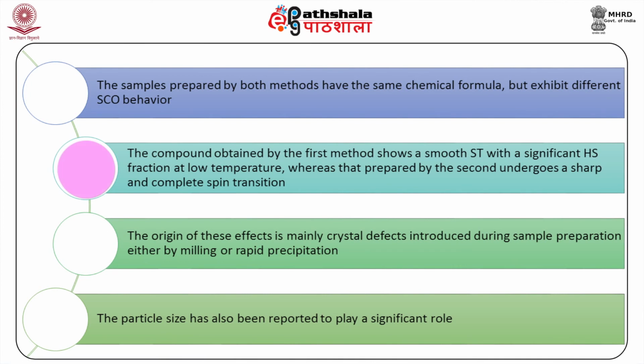The compound obtained by the first method shows a smooth spin transition with a significant high spin fraction at low temperature, whereas that prepared by the second undergoes a sharp and complete spin transition. The origin of these effects is mainly crystal defects introduced during sample preparation, either by milling or rapid precipitation. The particle size has also been reported to play an important role.